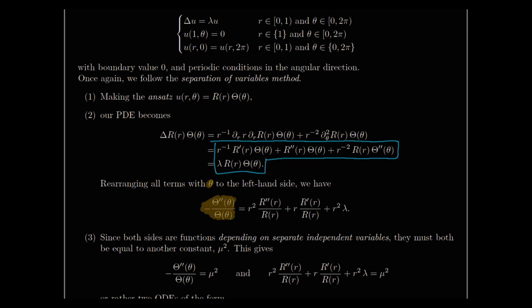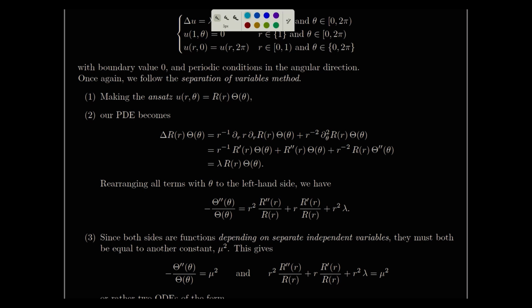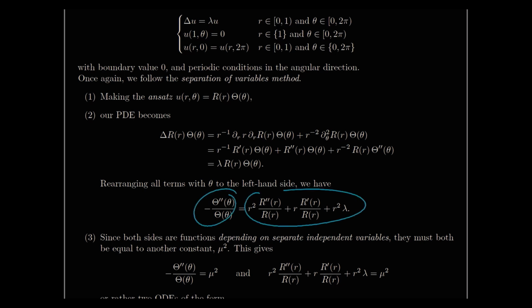This gives us capital Theta double prime over Theta is r squared R double prime over R plus R prime over r plus r squared lambda. But once again, the left-hand side and the right-hand side depend on completely different independent variables, so they both must be equal to the same constant, which doesn't depend on those variables. This gives me 2 ODEs.